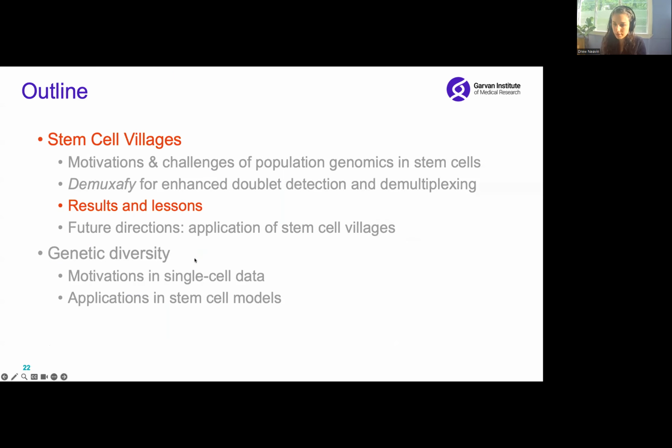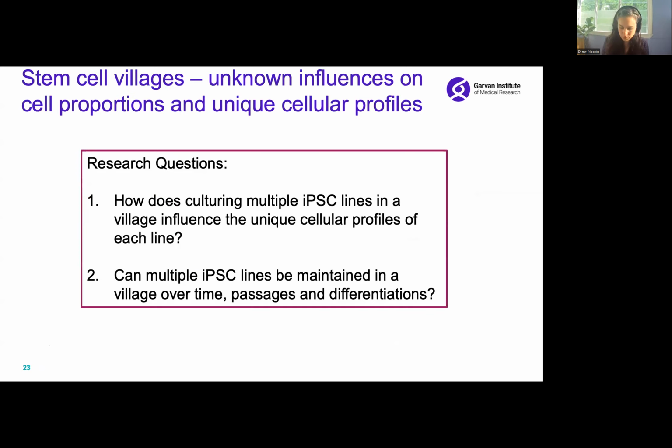All right, so now that we have identified effective ways to demultiplex our data and remove doublets, I'll now talk about our experiment that we used to try and identify if villages can be applied for population genomic studies. And so our main research questions that we wanted to answer with this study were, one, how does culturing multiple iPSC lines in a village influence the unique cellular profiles of each stem cell line? And can multiple iPSC lines be maintained in a village over time, passages and differentiations, without losing a single line through those passages or differentiations?